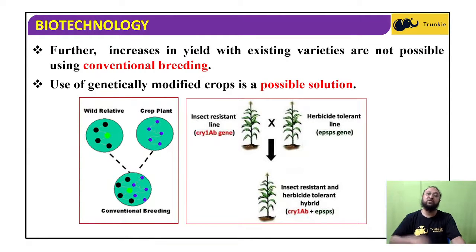In genetic modification, we interfere and change the genome of the crop plant so as to obtain a good quality crop. Take a wild relative and the crop plant, then conventional breeding. Now the insect resistant line has the Cry1Ab gene, and the herbicide tolerant line has the EPSPS gene. When they were crossed, we got a hybrid that is both insect resistant and herbicide tolerant. So that was the genetically modified crop.